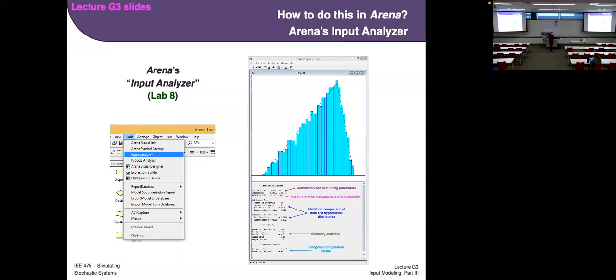If you have a lot of data points, it doesn't even bother with the KS test, because all KS tests will be rejected with a lot of data points. It gives you the summary statistics, mean, etc., and it gives you the details about your histogram, how many bins, and so on. All of these things are just text. Do not, in your input modeling reports, give me screenshots of this stuff.